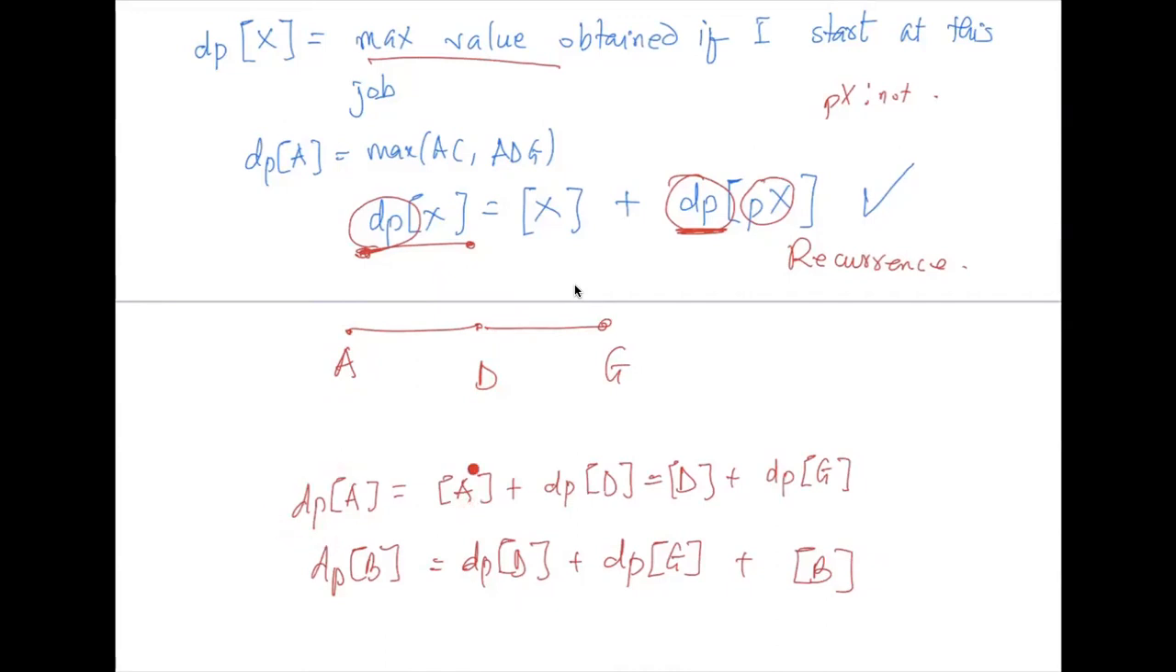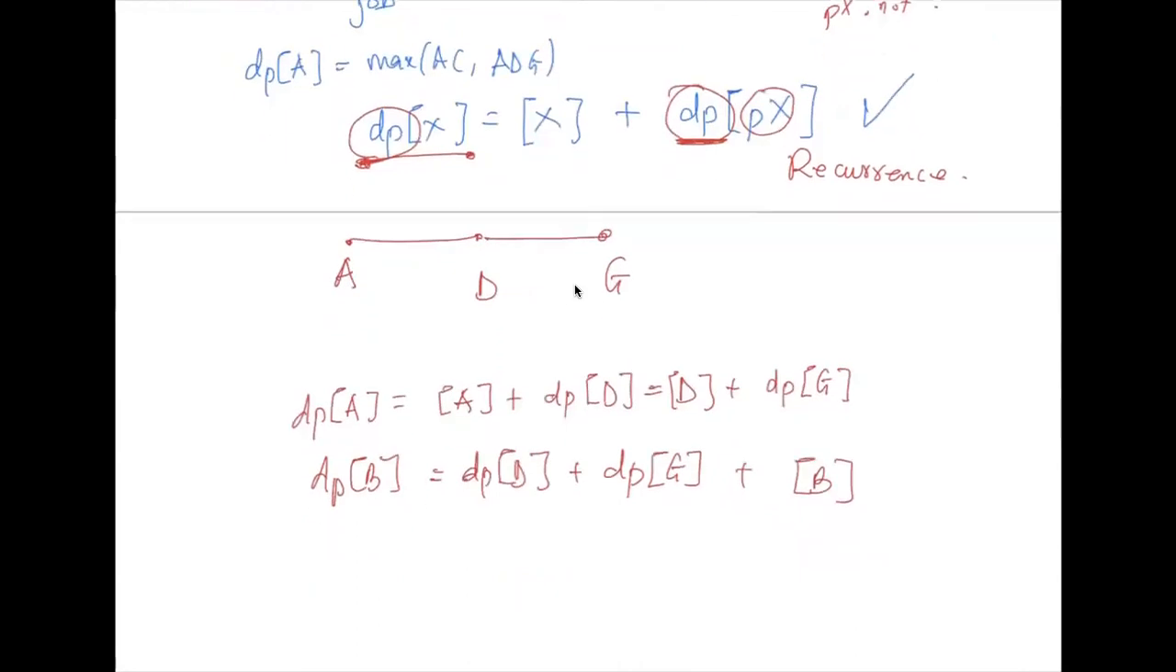So dp of A is simply equal to the value at A plus whatever value you got when it started at D. And whatever value you got when it started at D is simply equal to D itself plus whatever comes after D, G, right? Does this make sense? This is a recurrence relation. I want this to make sense. Yeah, it's just like recursion.